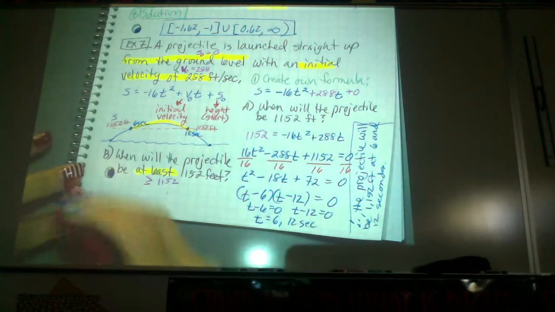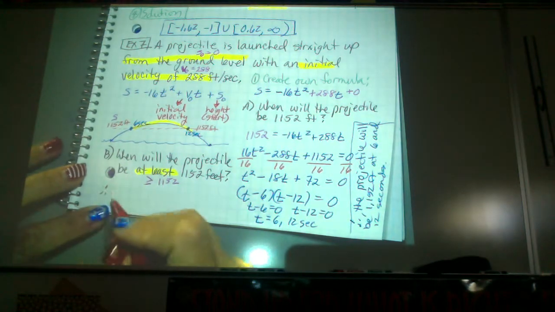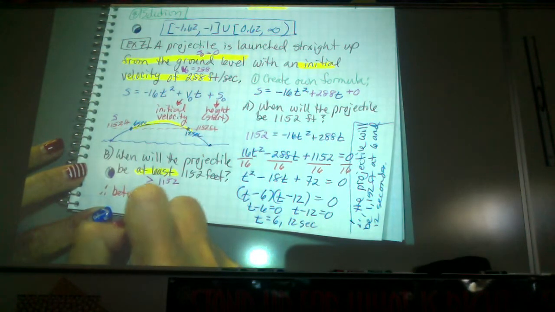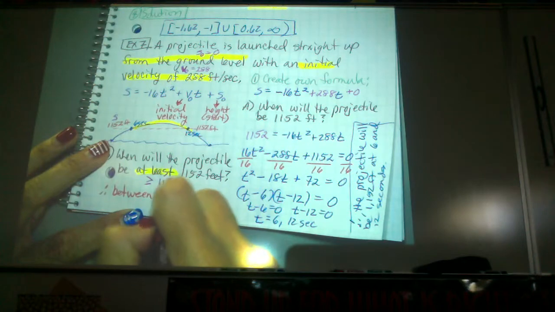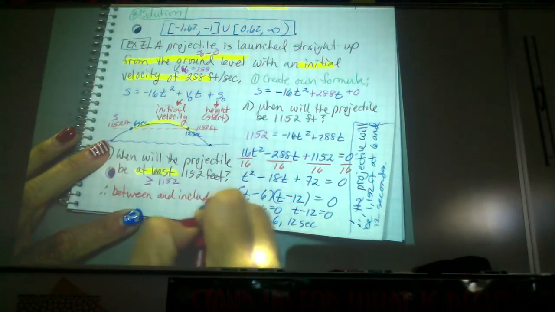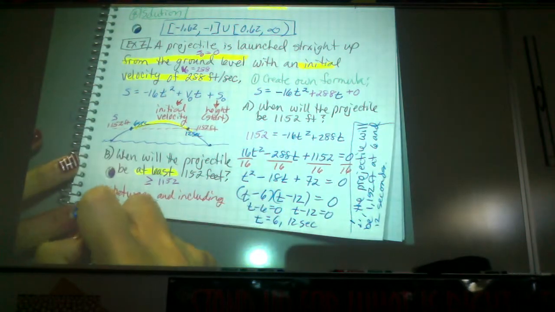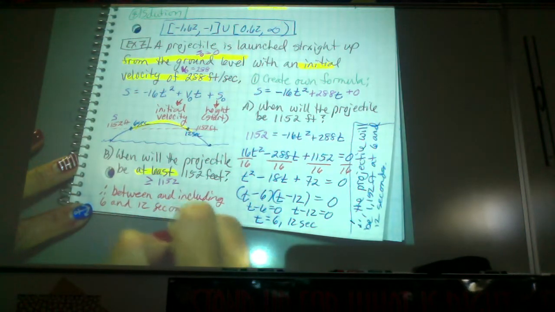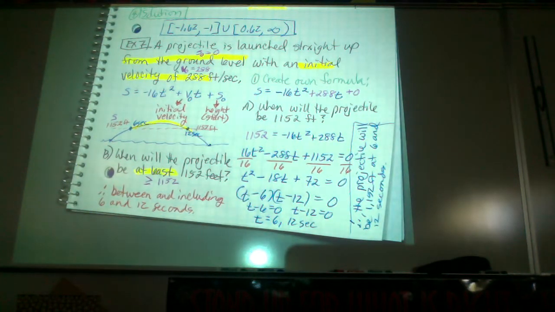So therefore, since I don't have a whole lot of room and we're running out of time, it would be between and including 6 and 12 seconds. And you could write that in interval notation if you wanted to. It'd be brackets around the 6 and the 12 seconds.